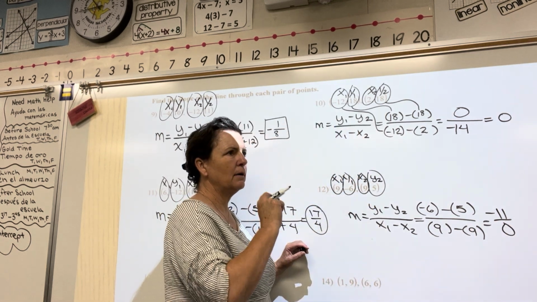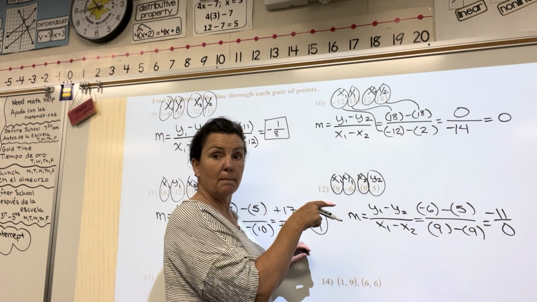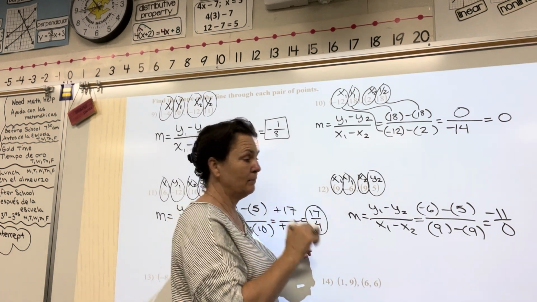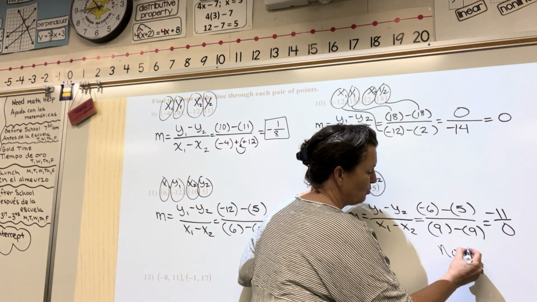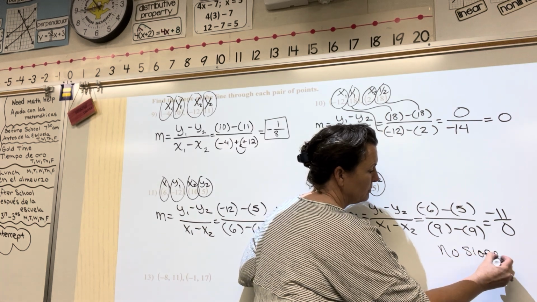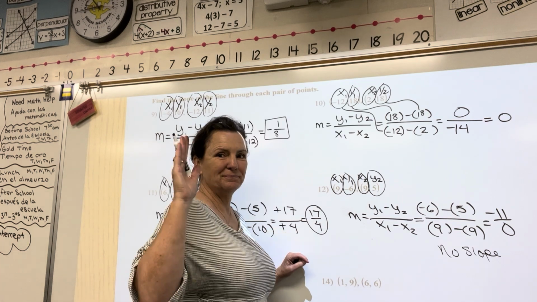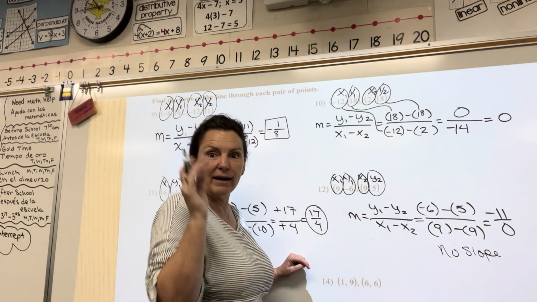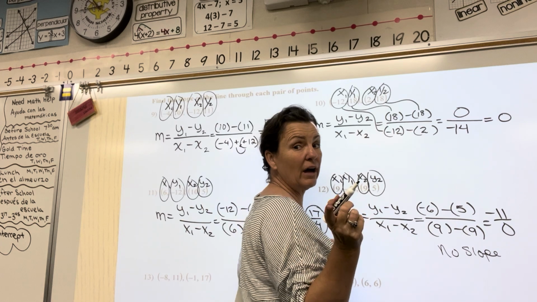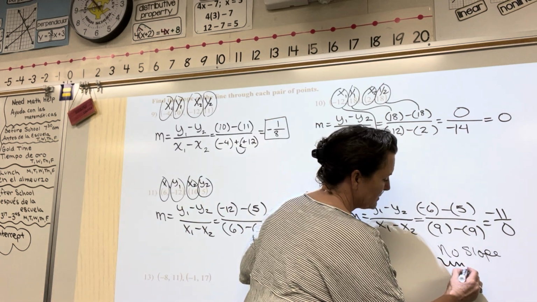0 on the top is okay. 0 on the bottom, no way. So our answer is going to be no slope. Do you remember what roof line had no slope? Because it wasn't a roof, it was a wall, right? So no slope or undefined if that's your preference.